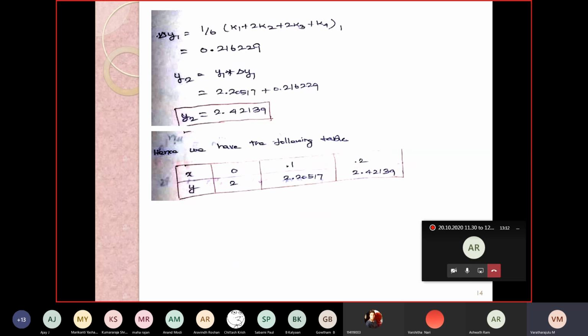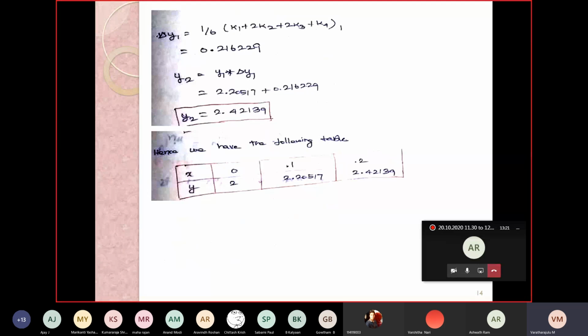I am reminding you of the practice problem. Do you have any difficulties during solving the problem, during the solution? Do you have any difficulties over this particular practice problem? Sir, for a second, can you show me the value of K1, sir? K1, here I have 2.20517. This is K1. Okay. Okay, sir.